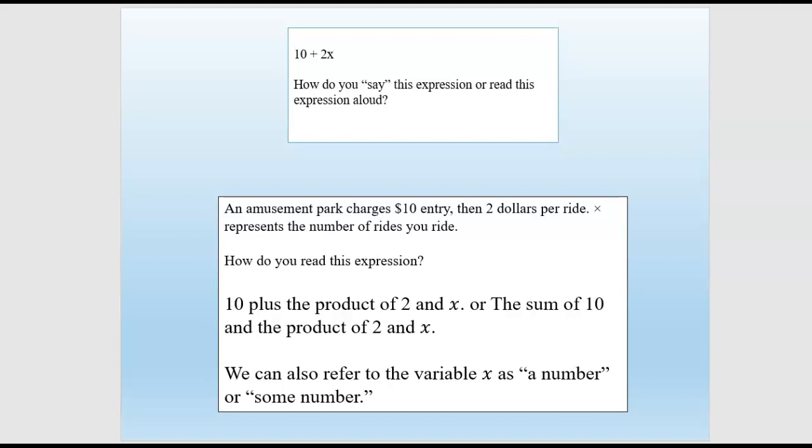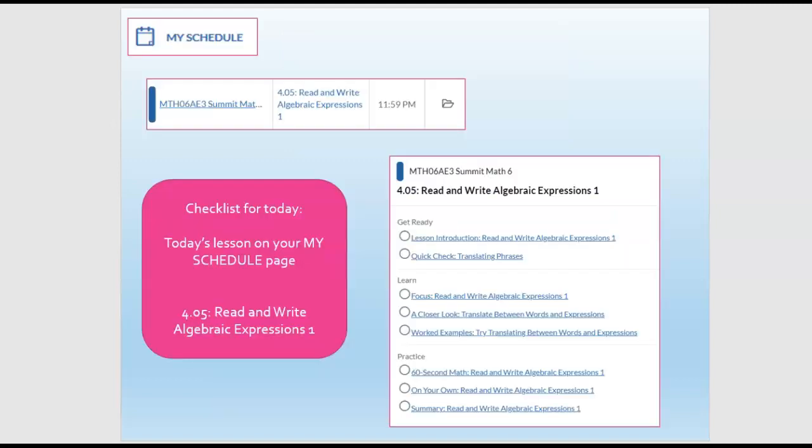I could say the sum of, because that means add, right? The sum of 10 and the product of 2 and x. When I say the word product, you have to realize that means multiplying. We can also refer to this variable x as a number or just some number. I could say 10 plus the product of 2 and some number. There's more than one way to describe any variable expression you see, and that's the point of today's lesson.